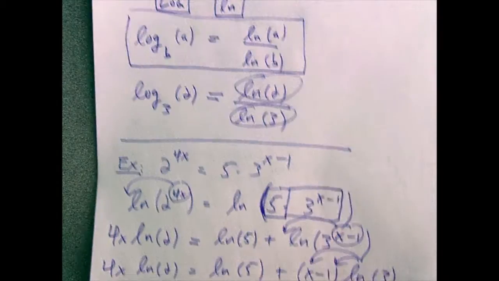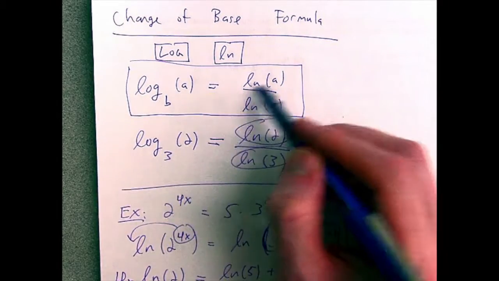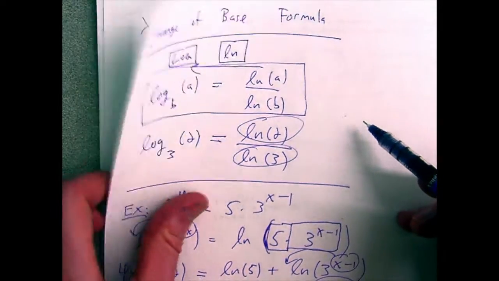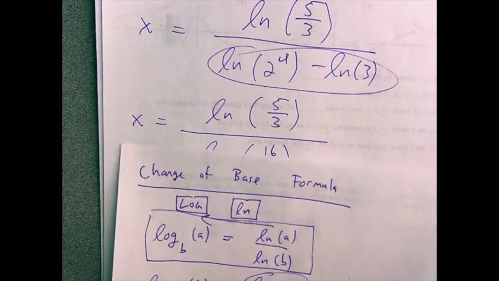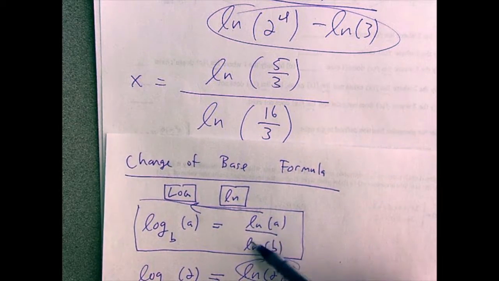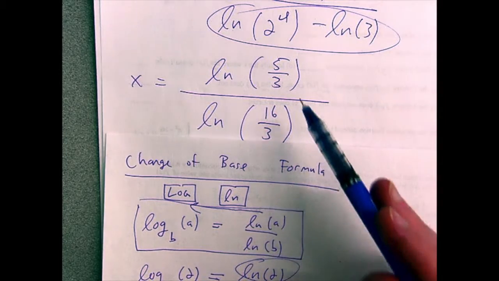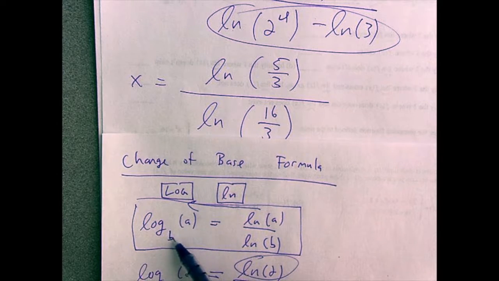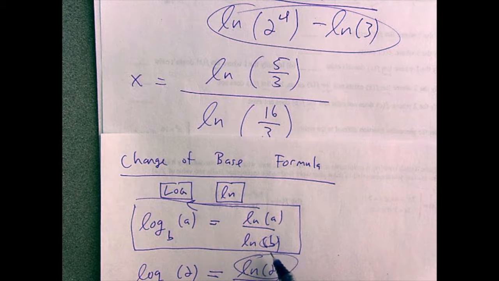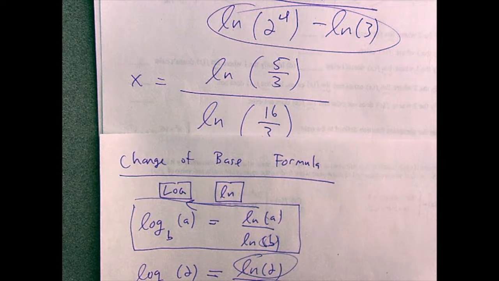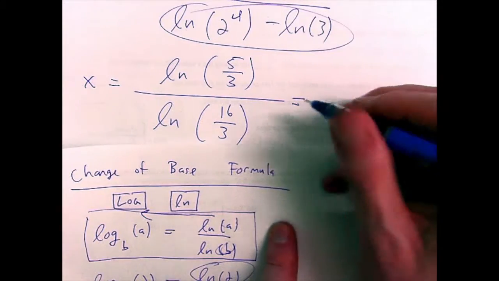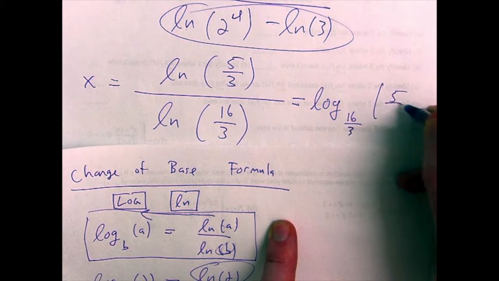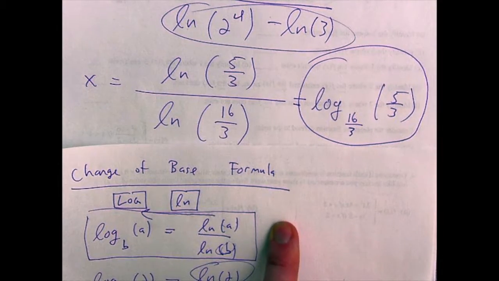Let's recall again what the change of base formula says. It says log base b of a is equal to natural log of a over natural log of b. I'm actually going to read it in this direction. What I have now is an expression in this form right here: natural log of one thing over natural log of another. And this rule says that I can rewrite that as a single logarithm. The base of the new logarithm will be b, the inside of the log on the bottom, of a, the thing on the top. So this can be rewritten as log base 16/3 of 5/3.